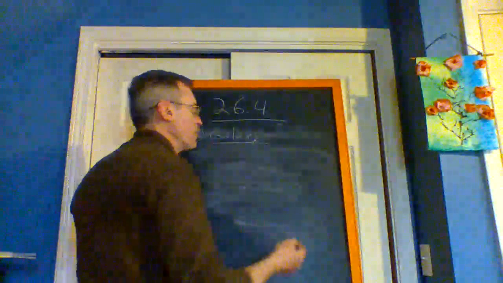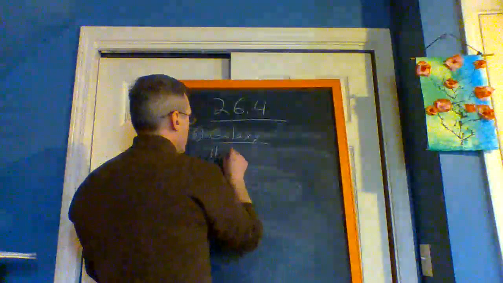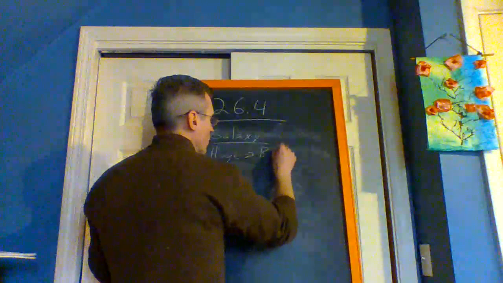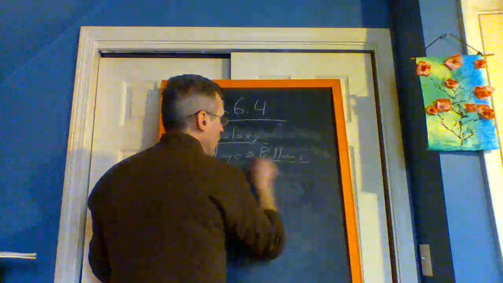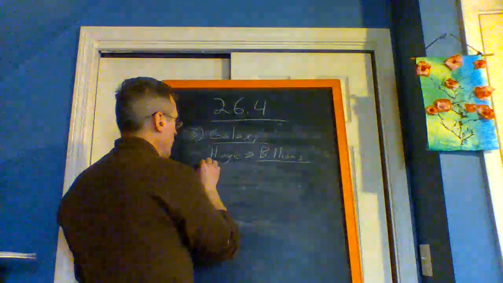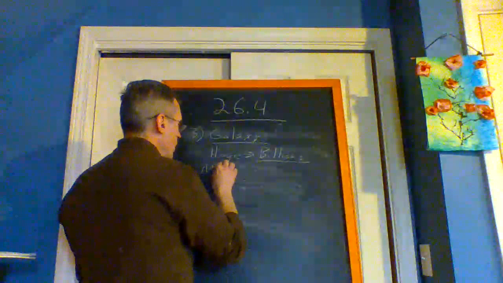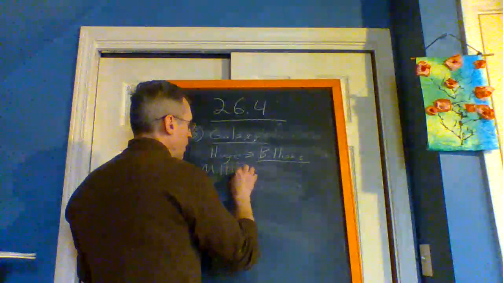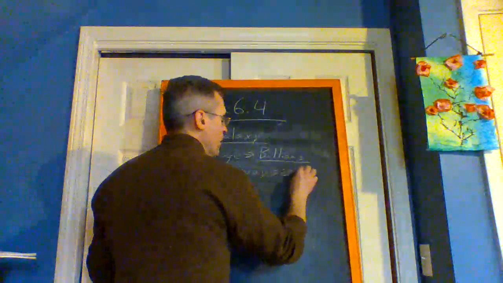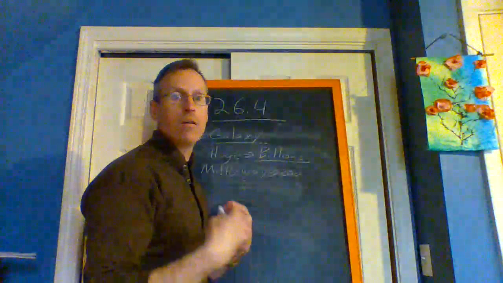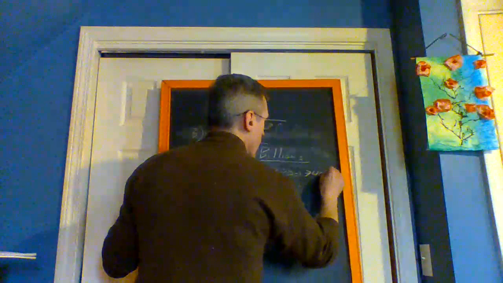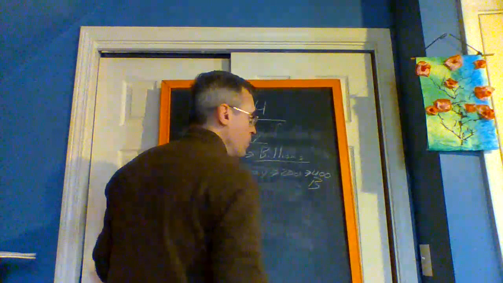And galaxies are huge. They have billions of stars, not just millions, but billions. Our own galaxy is called the Milky Way, and that has anywhere from 200 to 400 billion stars in it.